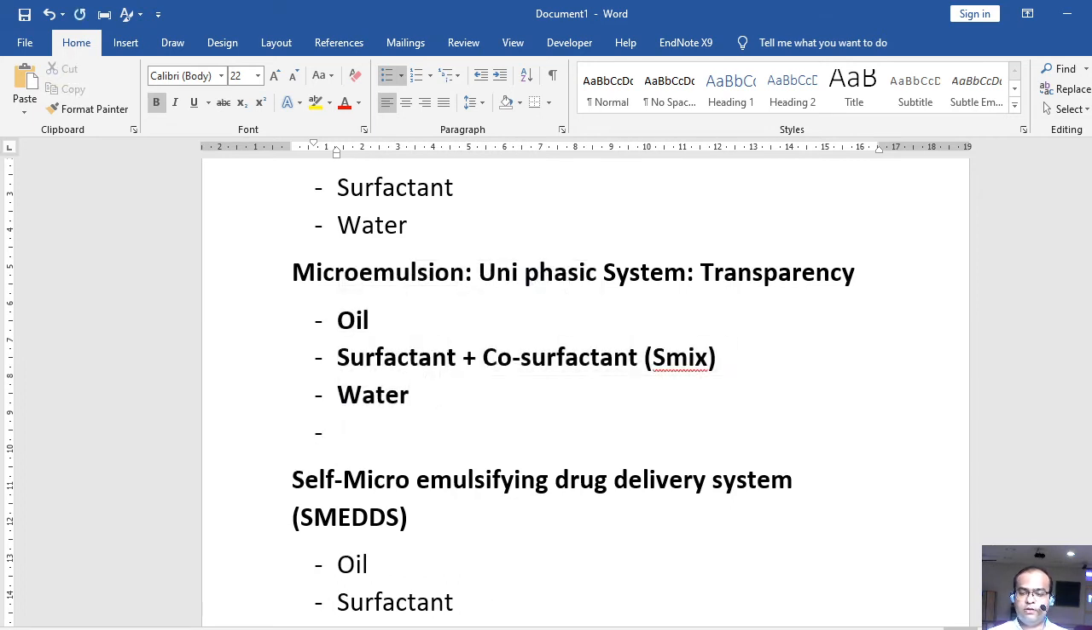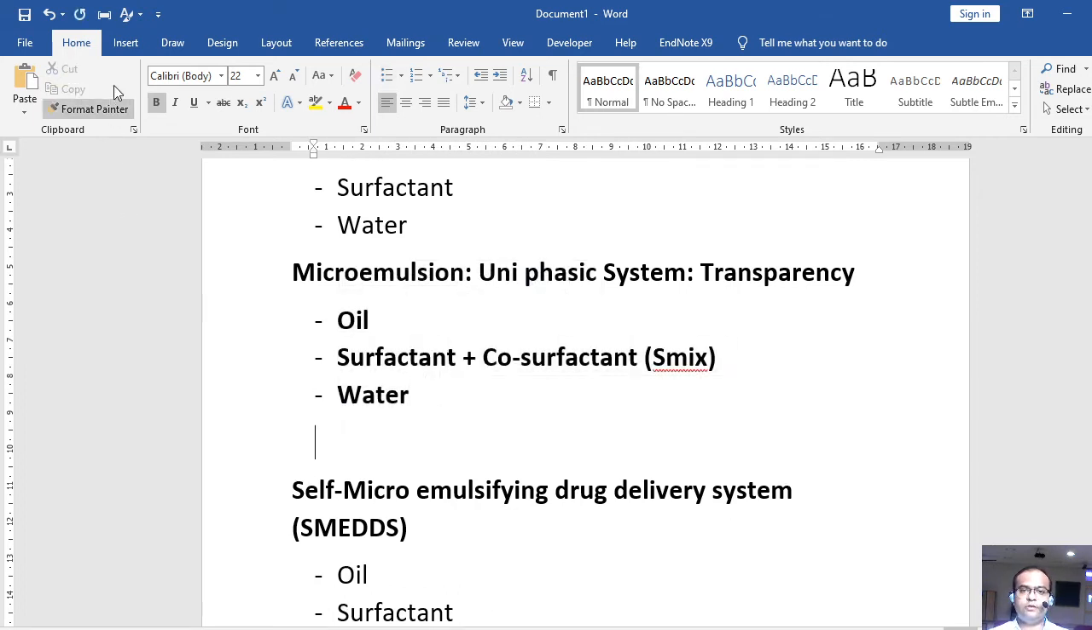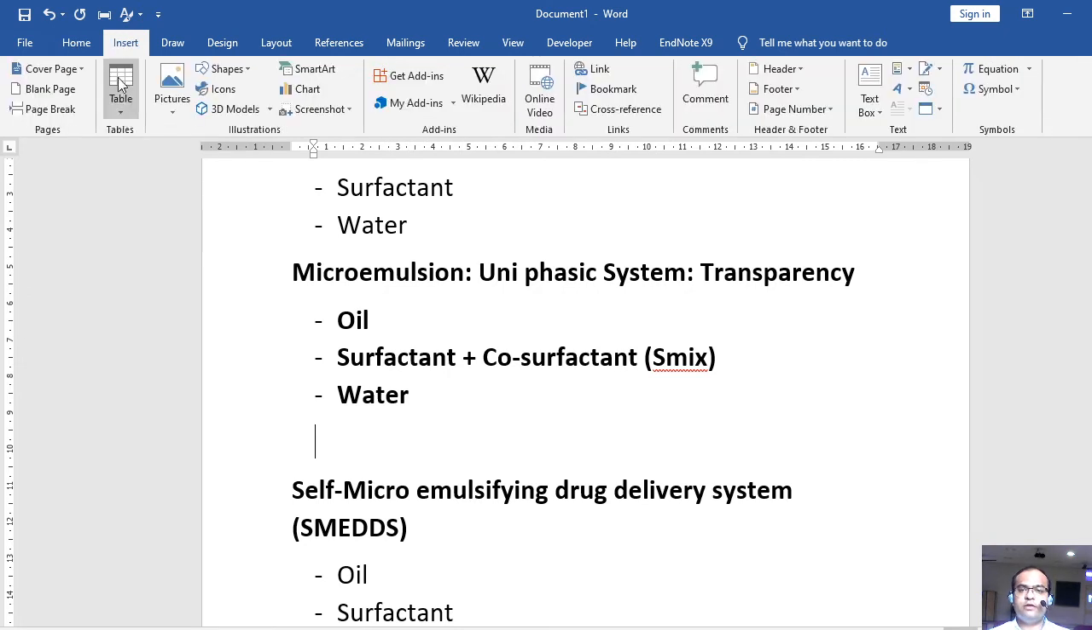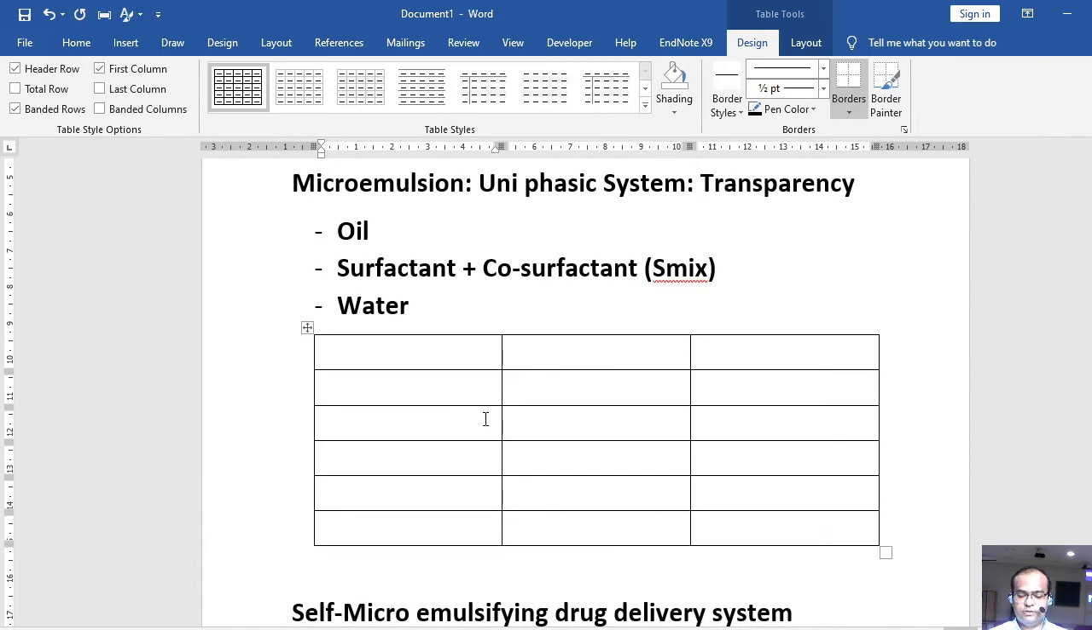Now how will we proceed with identifying the region in the ternary phase diagram which has the most possible combinations of these 3 components? If we lie within that range, then it will be a perfect microemulsion. So simply the experiment starts with these 3 columns, and we have to select a single oil, and prepare the S mix.